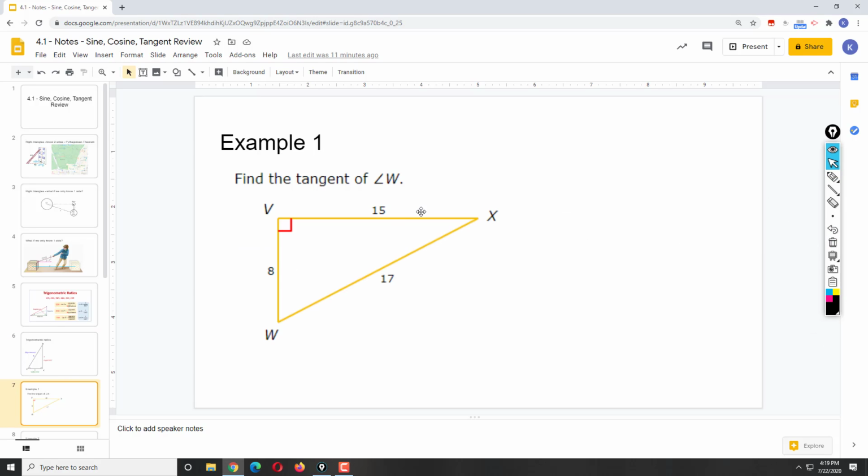Here are some examples. Example 1, we have a triangle. The legs are 8 and 15. The hypotenuse is 17. We want the angle W. W is next to 8 and 17 and across from 15. Okay, so here's our angle. I'm going to call it theta. We want the tangent. Well, tangent of theta is opposite over adjacent.